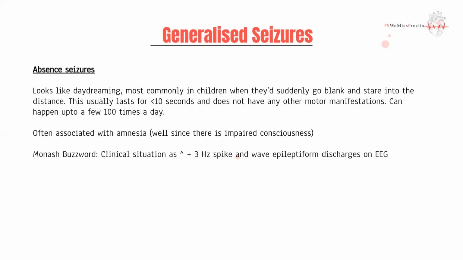Most common in children. This is when your typical example would be a teacher notices that one of the kids in her class just kind of has a blank stare, looking out in the distance, doesn't respond. These usually last for a short burst of time, usually less than 10 seconds, and do not have any other manifestations, which is why they're called absence seizures. And they can happen very, very commonly, up to 100 times a day. And they're associated with amnesia, where the kids actually don't remember this happening.